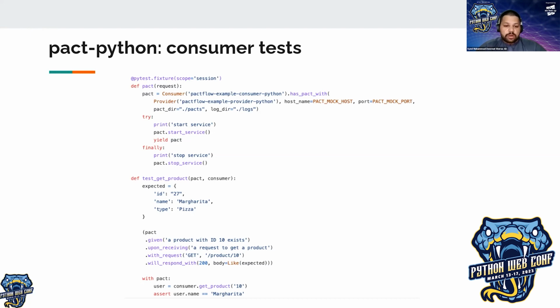So with Pact, we'll have these few lines showing how the interaction is registered. Given the Pact object, the given is state maintenance, like what should be the state. So we are expecting that a product with ID 10 should be present in our provider. So when we get a request to get a product, what will be the request? It will be a GET request against this URL. When we receive that request, the Pact should respond with 200, meaning okay, and this should be the body.